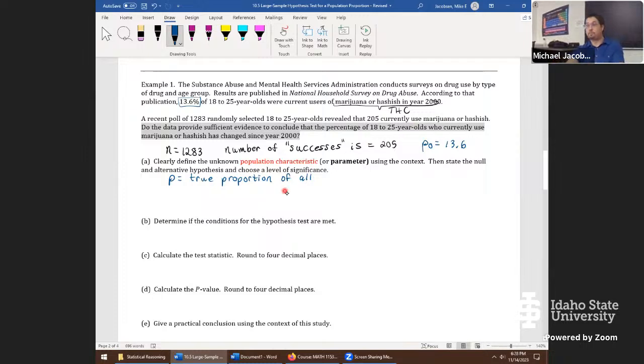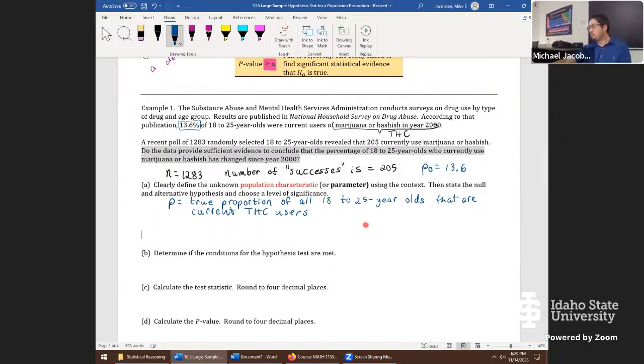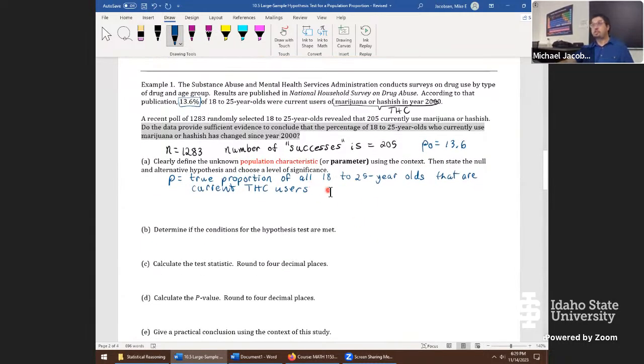So let's say here, it's the true proportion of all 18 to 25-year-olds that are current, let's go with THC users. I'm assuming that's correct if you say marijuana or hashish, whatever that is. So current THC users. Now, once we have our parameter P down, first, does that look all right to folks? Any additions or changes you would want to make to it?